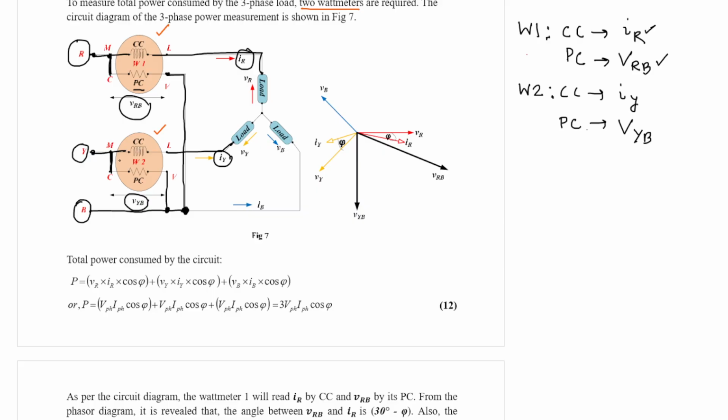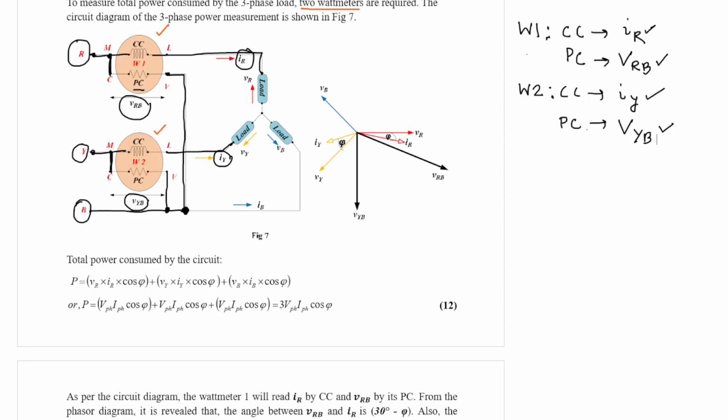And similarly, considering wattmeter 2, the current coil is connected in series with the Y phase, that is why it measures current IY, and the pressure coil or potential coil is connected parallelly to the Y and B phase, that is why it measures voltage VYB.